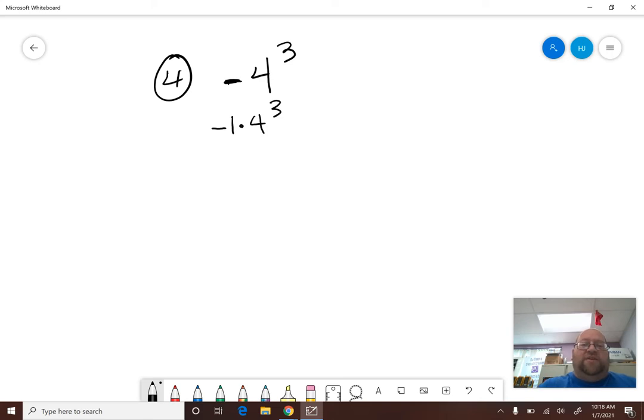Because what I'm really doing is I'm taking 4 to the 3rd power, which is 4 times 4 times 4, okay? And I am multiplying that times a negative 1. So notice what happens here. I get 4 times 4 is 16. 16 times 4 is 64. But now I have 64 times a negative 1. I'm going to get a negative 64. You say, what's the big deal? I don't see what the difference is.